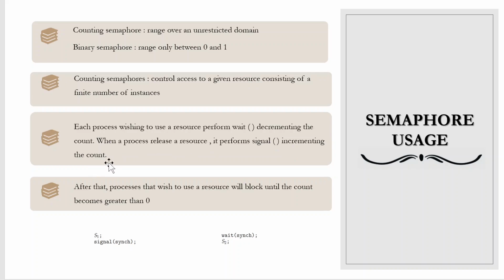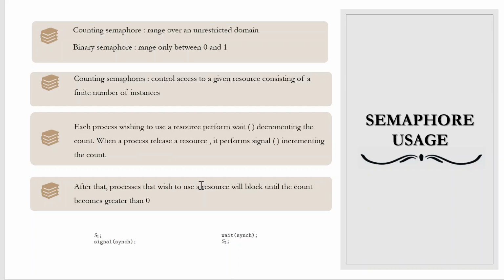When the count for the semaphore goes to 0, all the resources are being used. After that, processes that wish to use a resource will block until the count becomes greater than 0. We can also use semaphores to solve various synchronization problems.